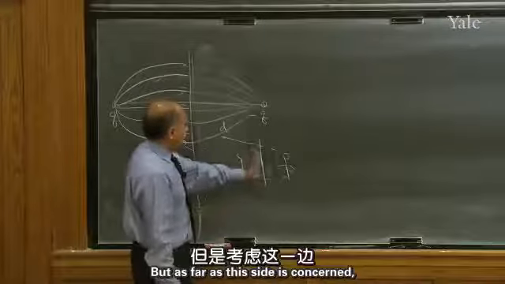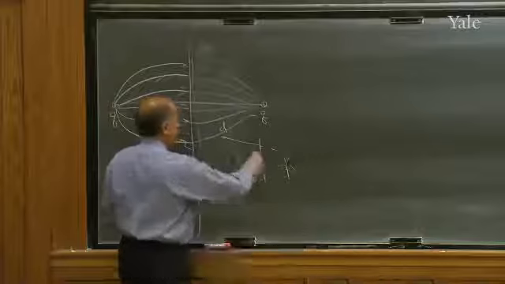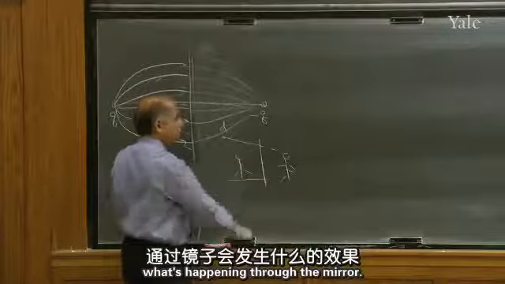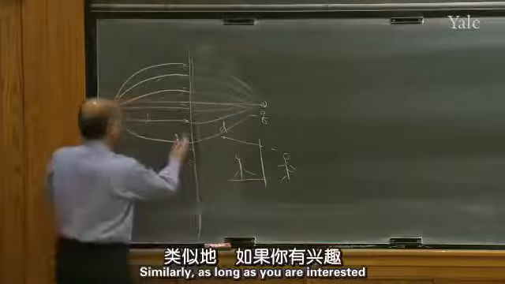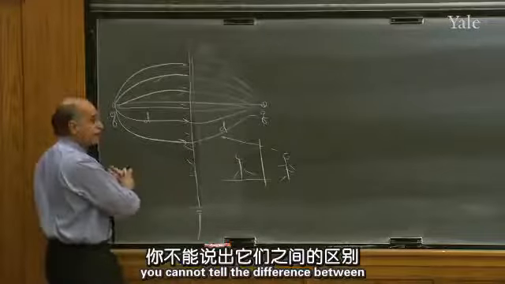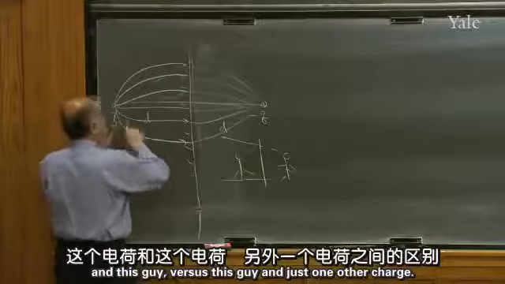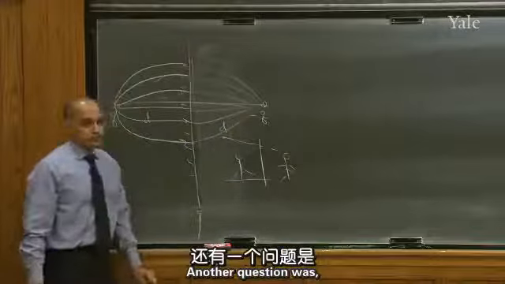There isn't. But as far as this side is concerned, it's a lot easier to draw a line from the mirror because that will simulate the effect of what's happening to the mirror. Similarly, as long as you're interested only in the left of this region, you cannot tell the difference between the infinite plane with this induced charge and this guy, versus this guy and just one other charge.